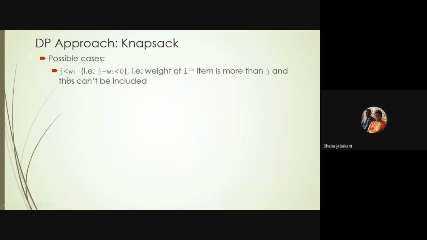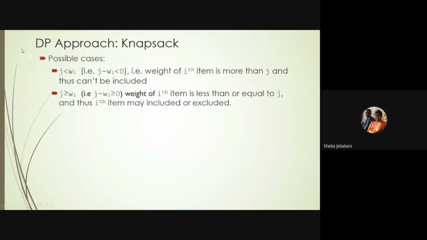So for the dynamic approach using knapsack, the possible cases are: your value of j will be less than the weight of the ith item. If it is less than the weight of the ith item, then we cannot include the ith item. But if it is greater than or equal to Wi, then we can include that particular item. So these are the two possible cases that you can have.